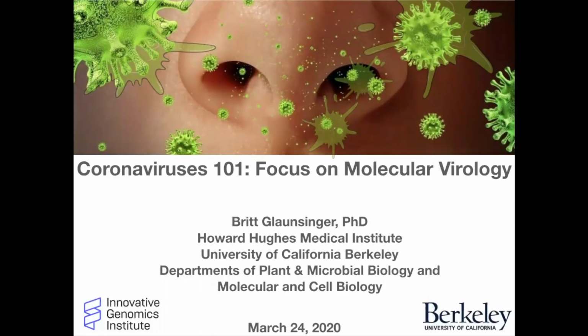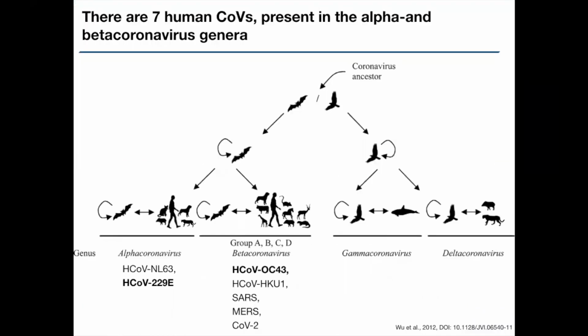I'm a virologist and a professor at the University of California, Berkeley, and an investigator of the Howard Hughes Medical Institute. And what I'm going to be doing is presenting a lecture on the fundamental molecular virology of coronaviruses. These are viruses that have been circulating in the human population and in animals for a long, long time.